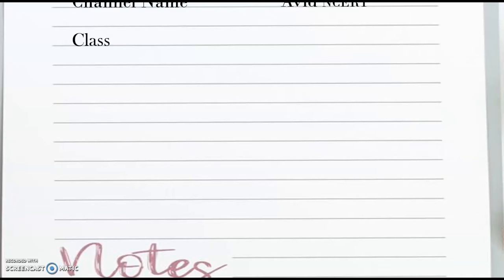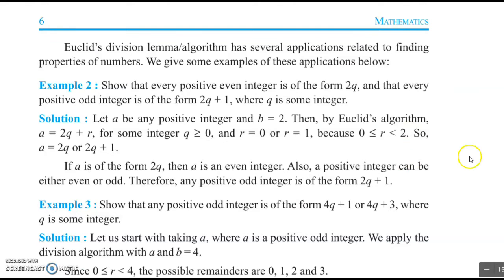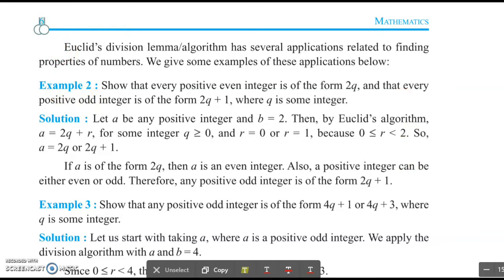This is Geeta. This session is for class 10 mathematics, first chapter, Real Numbers, and the topic we are going to discuss today is Euclid's division lemma, starting from page number 6. Let's start with example 2 on page number 6.